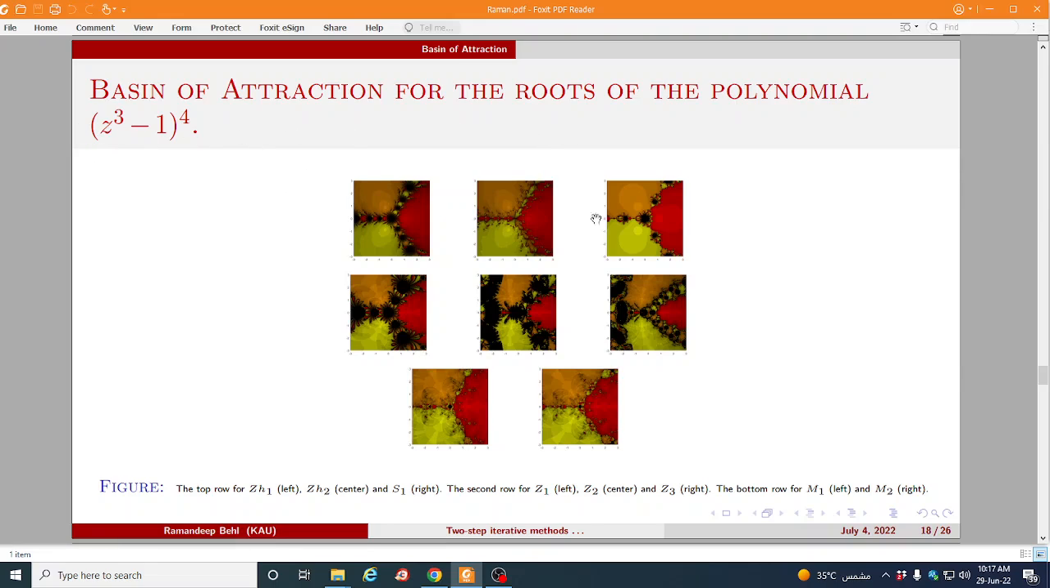In the first row are the existing methods ZH1, ZH2 and S1. Similarly, the existing methods Z1, Z2, Z3. And these are our methods M1 and M2. So you can see from the picture there are more black points compared to our methods. So we can say that these methods have more divergent points compared to our methods.